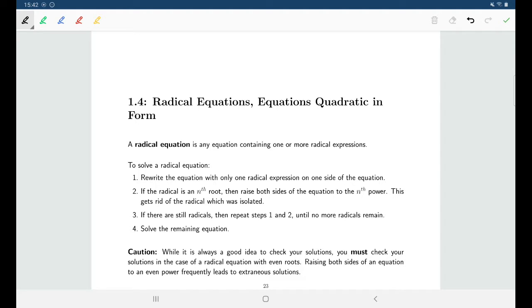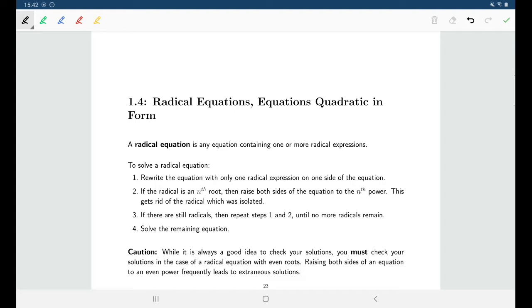But depending on whatever the kind of root you have, that's the kind of power you'll need to raise both sides of the equation to. So if we have a square root equal to a bunch of stuff, then we would need to square both sides of the equation. If, on the other hand, it was a cube root, well, then we would need to cube both sides of the equation. And of course, same idea, if it's a fourth root, raise both sides of the equation to a fourth power, and so on. And that's because if you have a square root and you square it, that gets rid of the square root. If you have a cube root and you cube it, that gets rid of the cube root.